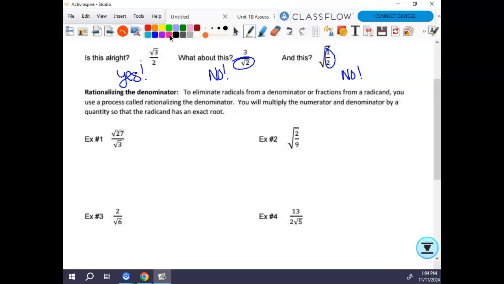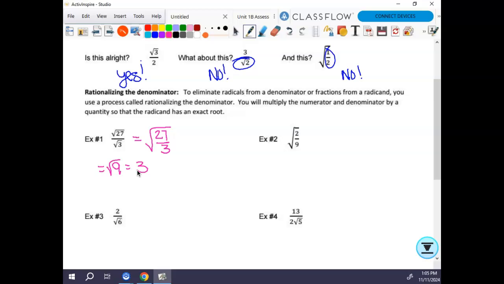This is a square root over a square root. This is a fraction under a square root. These really do the same thing. So if I have it like this, I can rewrite it as 27 over 3 like this. And what's 27 divided by 3? 9. So that's the square root of 9, which is 3. Okay.